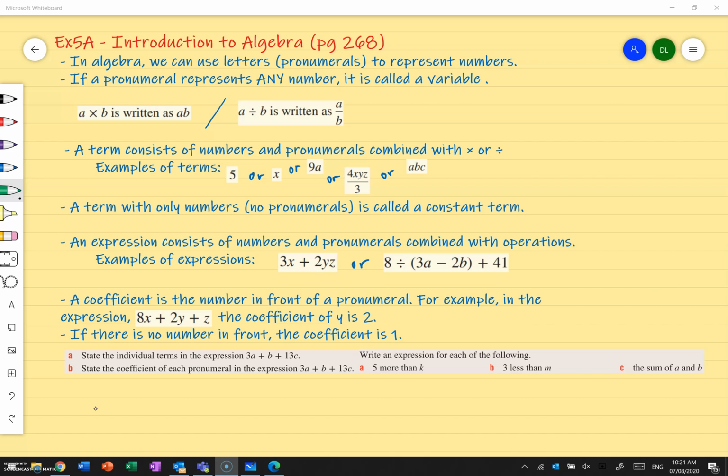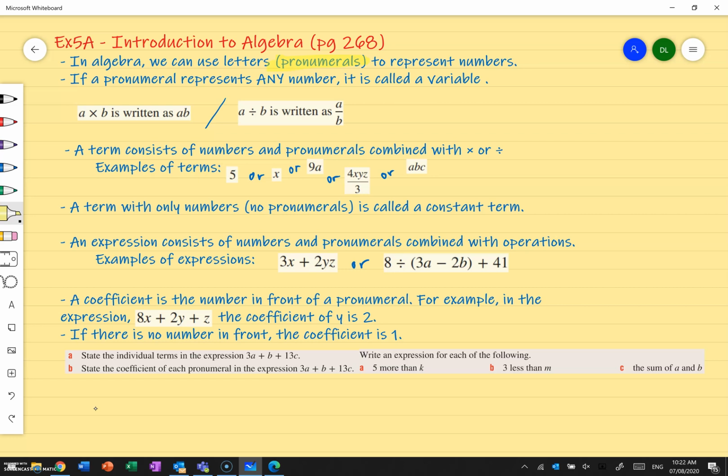Now, before we get into using algebra, we've got to make sure we understand the terminology in algebra, okay? So in algebra, we can use letters. Hopefully you already knew that, but we use letters to represent numbers. That's what algebra is all about, because what if I don't know a certain value? Then I can just give it a letter for now, and then we can work it out later. And those letters, we actually call pronumerals. Right? Pronumeral is just another way of saying the letters.